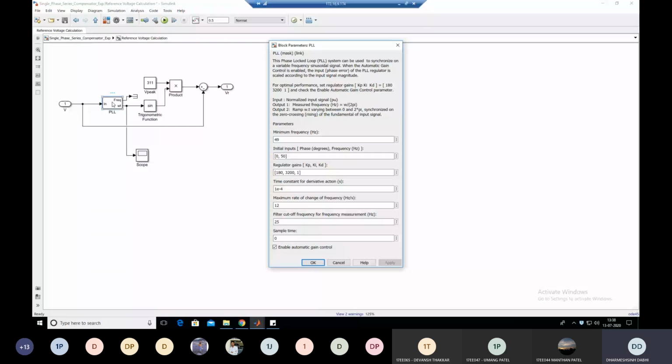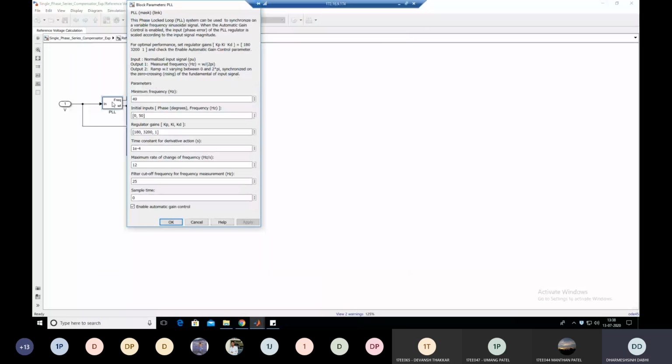So first we understand what a PLL is. It is nothing but a phase lock loop, which is used for the synchronization of the fundamental voltage with the output voltage. Whatever compensation you provide, that compensating voltage must be synchronized with the reference voltage. Clear? So for that we require this phase lock loop.